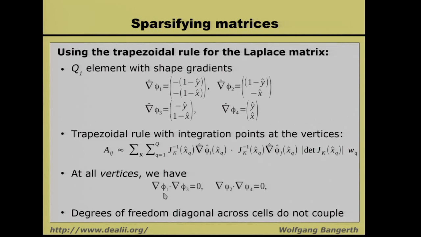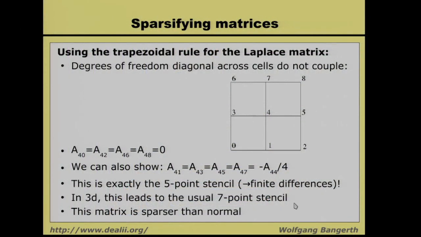It turns out that the gradient of phi 1 times the gradient of phi 3 is 0 at every one of the 4 vertices. Not everywhere in the cell, but at the vertices. And the same is true for the gradients of phi 2 and phi 4. So in other words, shape functions that lie diagonally of each other in a cell do not actually couple. That means that the corresponding matrix entries that correspond to shape functions that are across from each other in a cell are 0. So in a situation like this here, let me say that I have a mesh that looks like this. It turns out that A40 and A42 and A46 and A48, for example, are 0, as are A04, A13, A24, A15, and so on and so forth. So everything that is diagonal here is 0.